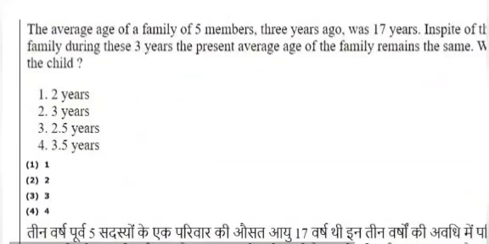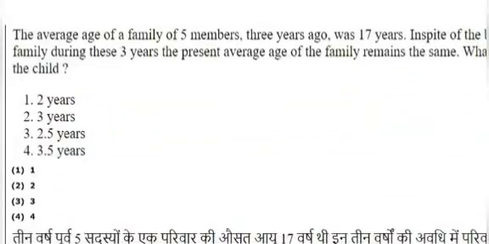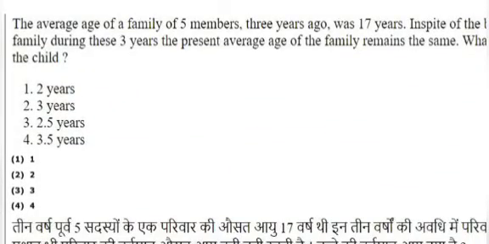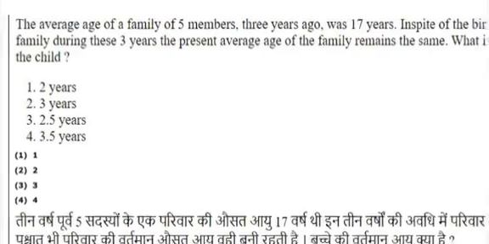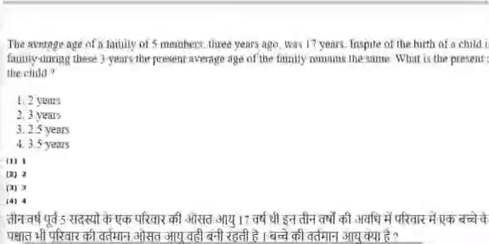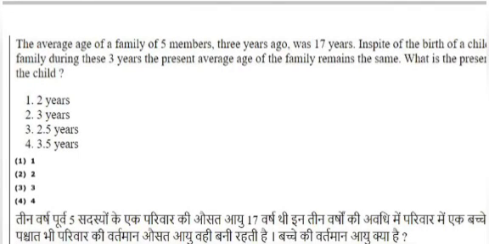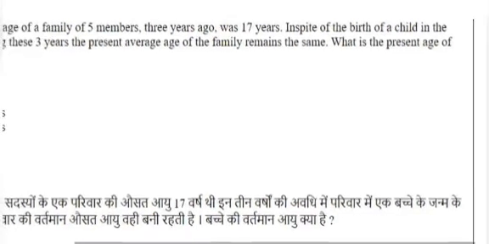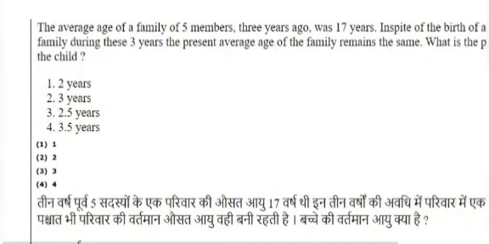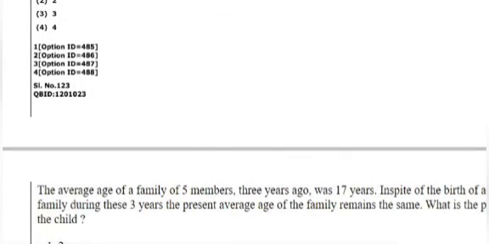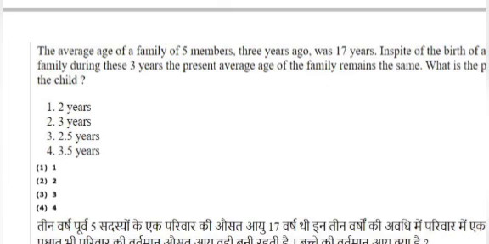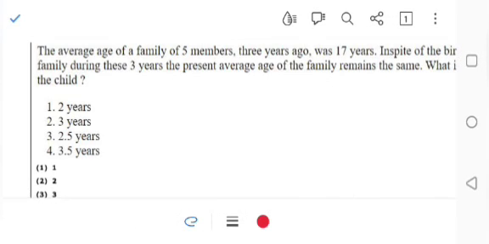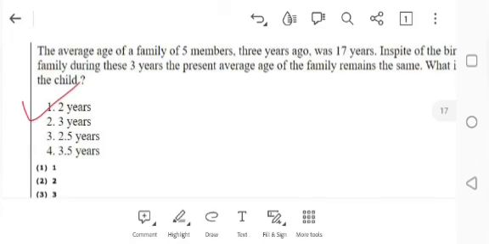Next, 23. The average age of a family of 5 members 3 years ago was 17 years. In spite of the birth of a child in the family during these 3 years, the present average age of the family remains the same. What is the present age of the child? 2 years, 3 years, 2.5, 3.5. For 23, number A will be correct, 1.2. Yes, it is 1.2. 1.2 will be correct.